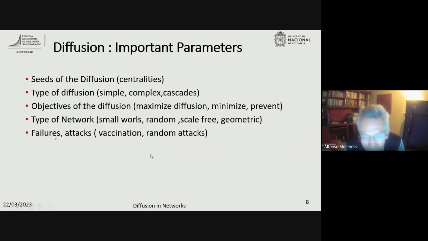And the last important topic, which has to do with the video we have just seen, is what happens with failures or attacks on a network. We are diffusing something, but there could be a failure in the network or an attack on the network, and that affects the diffusion. Okay? I don't know if there's any question. There are more parameters, but I guess these are the most important.